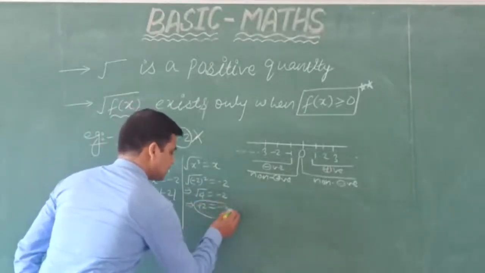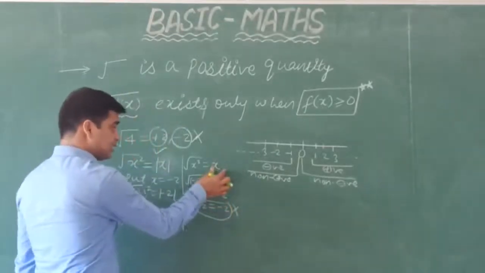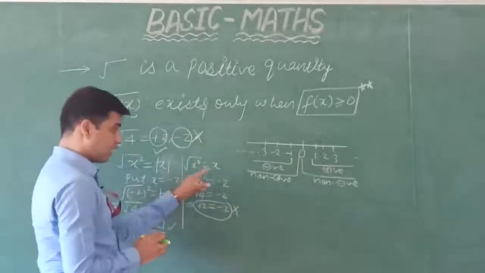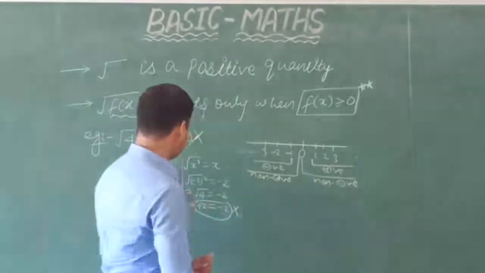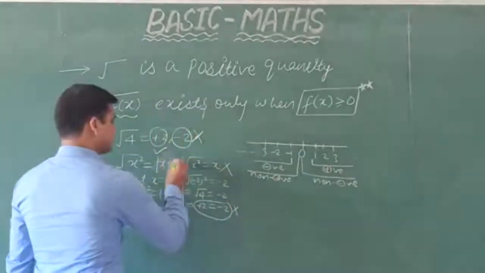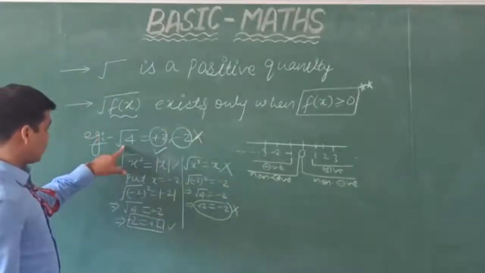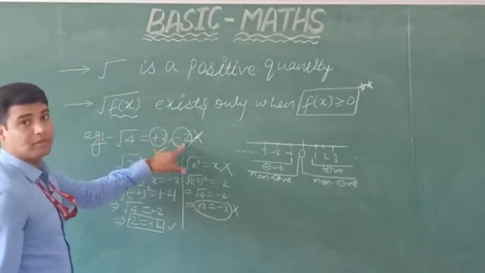See, this LHS and RHS are not the same. That's why this is wrong. You can't write root under x square equals x. You should write what? Mod of x. Okay, so root under 4 equals plus 2, not minus 2.